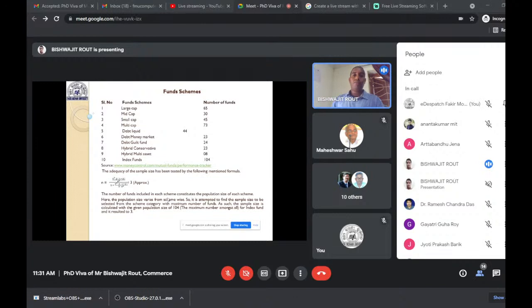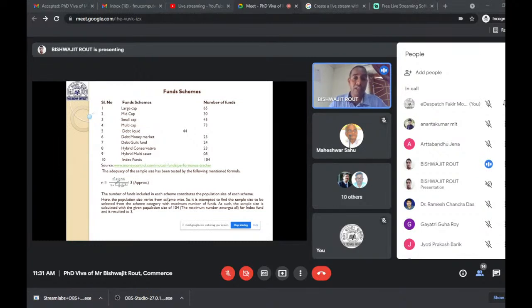So these are the populations. In large cap, this is 65. In mid cap, that is 30. In small cap, 45. Multi cap, 73. Debt liquidity, 44. Debt money market, 23. Debt gilt fund, 24. Hybrid conservative, 23. Hybrid multi-asset, 8. And index fund, 104. So that is the sample size determination formula. And after putting in the formula, the highest number taken into consideration is 104.